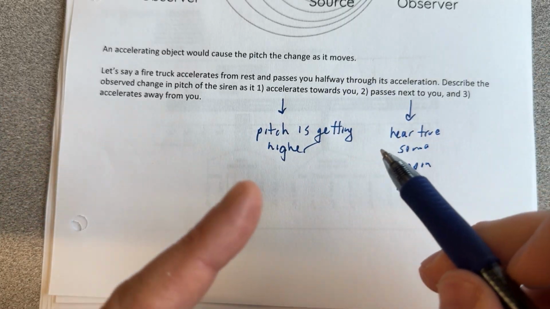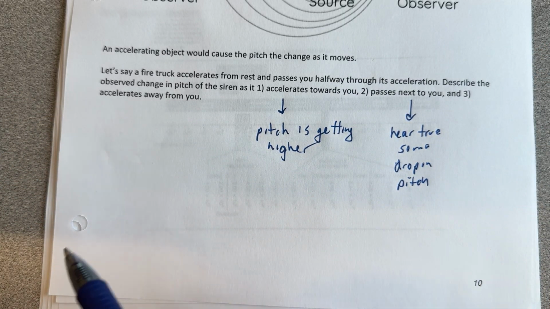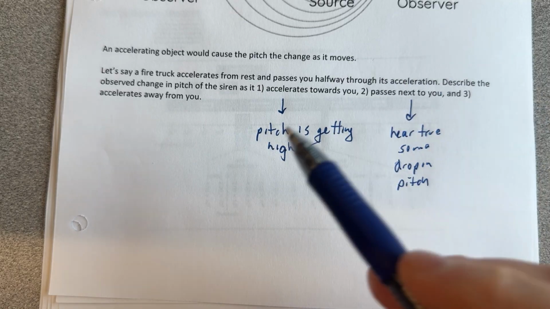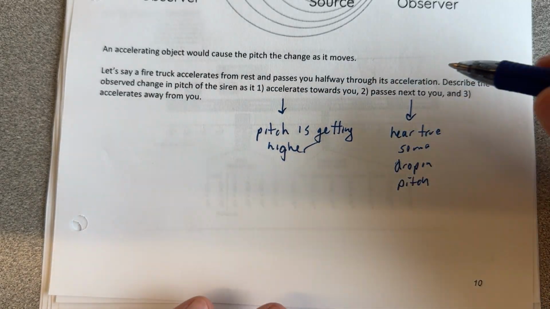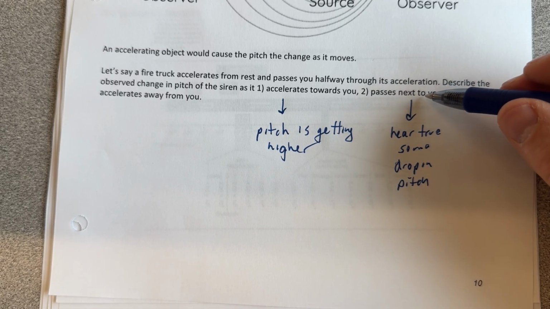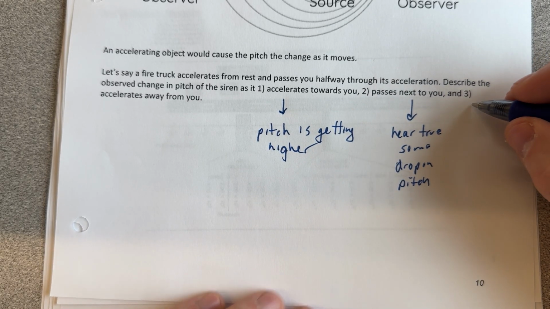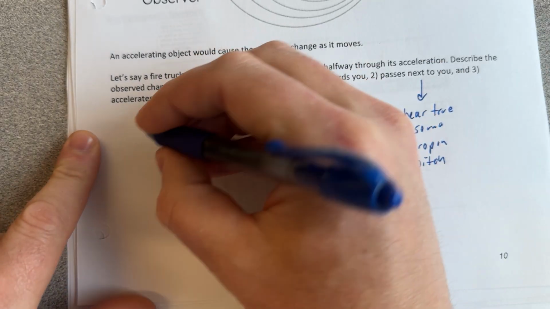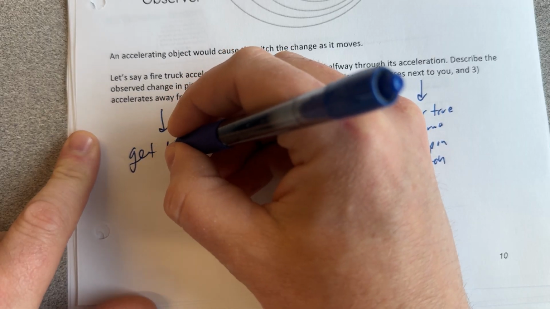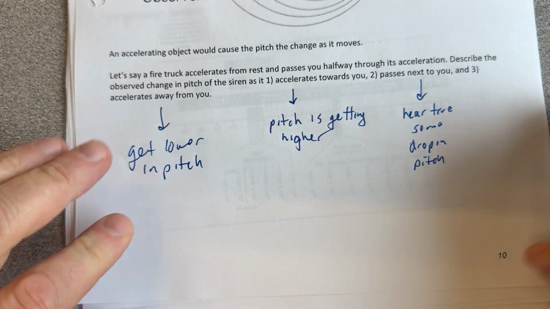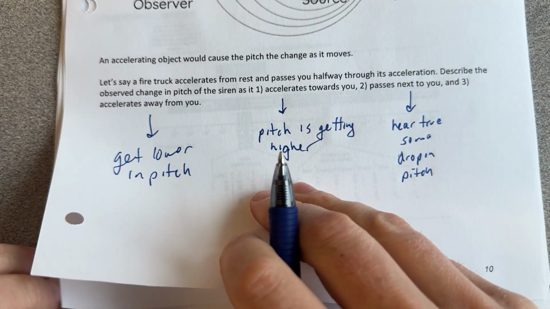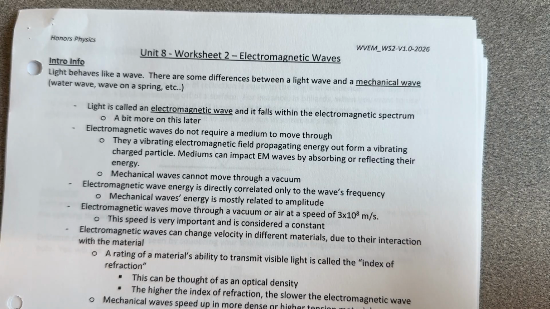As it was moving towards you, it was getting higher and higher, and then as it passes you, you're going to hear the real frequency, so it's suddenly going to drop, and then as it accelerates away from you, it's going to get lower in pitch. And there are any number of videos online that can demonstrate that. So that's it for mechanical waves. Next will be sound, or electromagnetic waves.